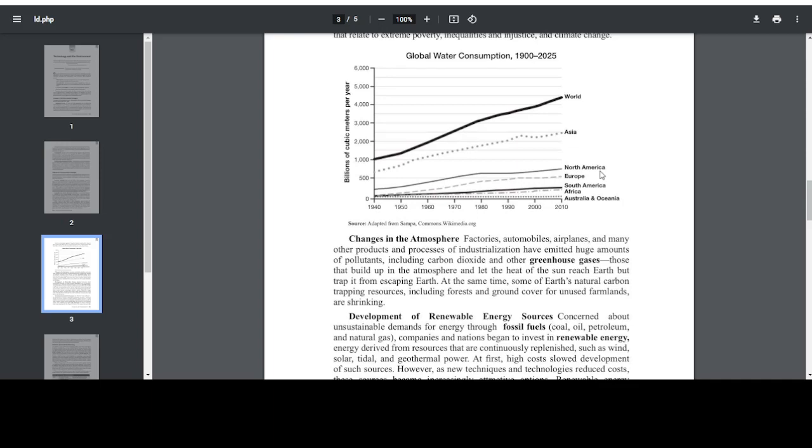Global water. As you can see here, there is a chart for global water consumption from 1900 to 2025, with the world consumption going to almost 4,500. The water consumption of Asia is a little under 2,500, and the rest fall below 1,000. And also, as you can see here, the absolute highest is in 2010 with the world water consumption.